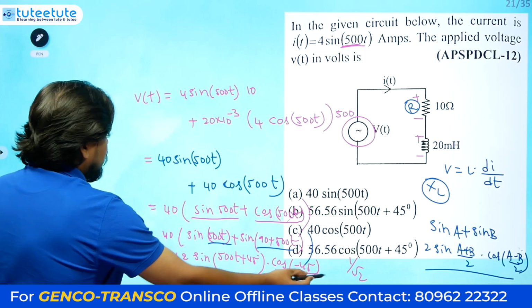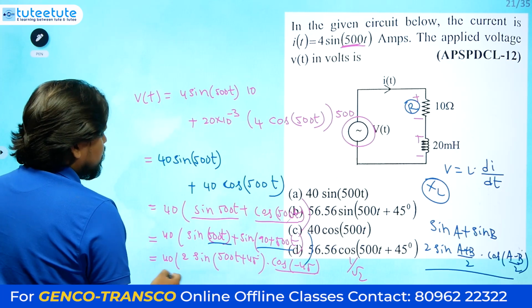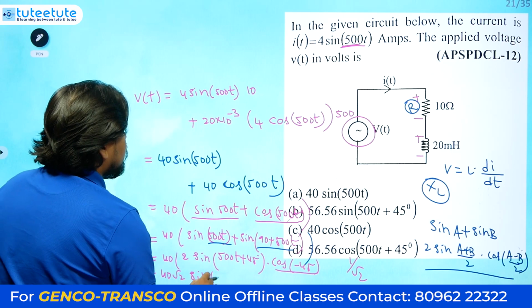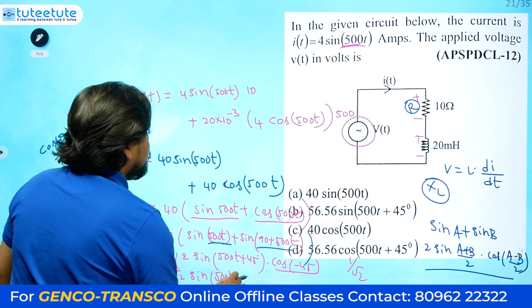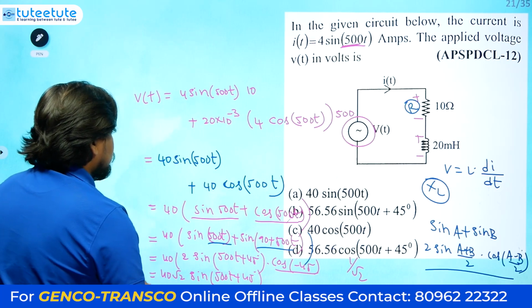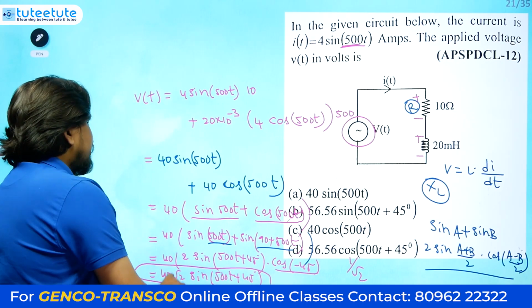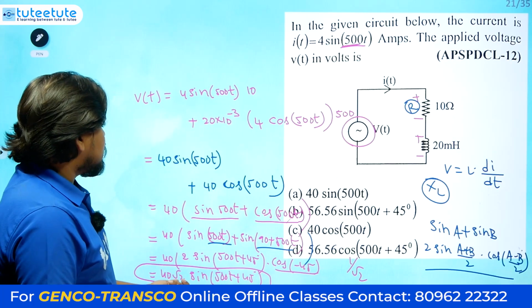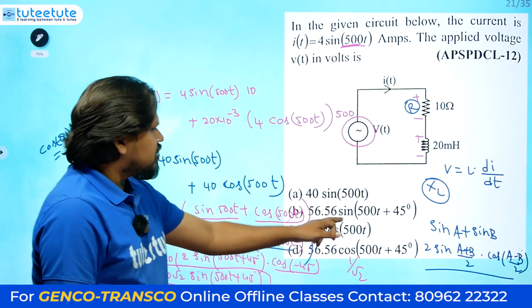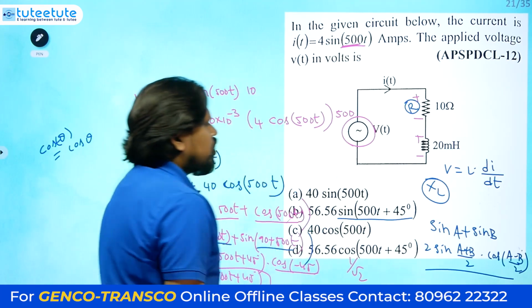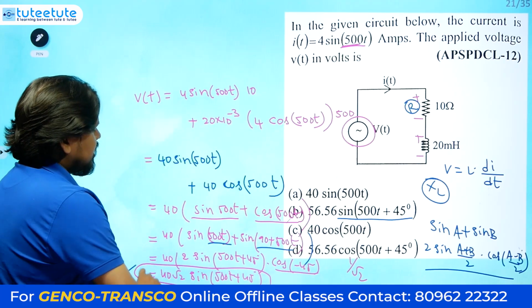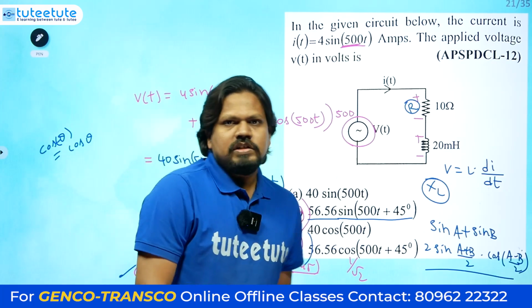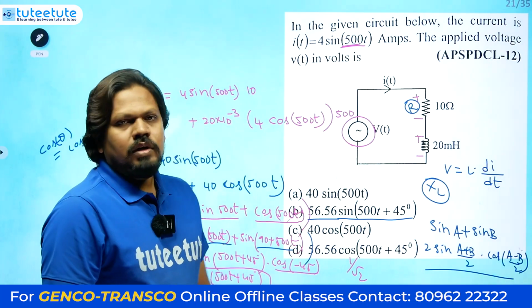If you substitute, root 2 under this, root 2 times it will be cancelled, then 40 into root 2 into sin 500t plus 45 degree. This is the answer. So 40 into root 2. What is the root 2 value? 1.414. Anyhow, the answer we got should have a sin term. If you multiply 40 into 1.414, you will get 56.56. So answer B is the correct answer for us.